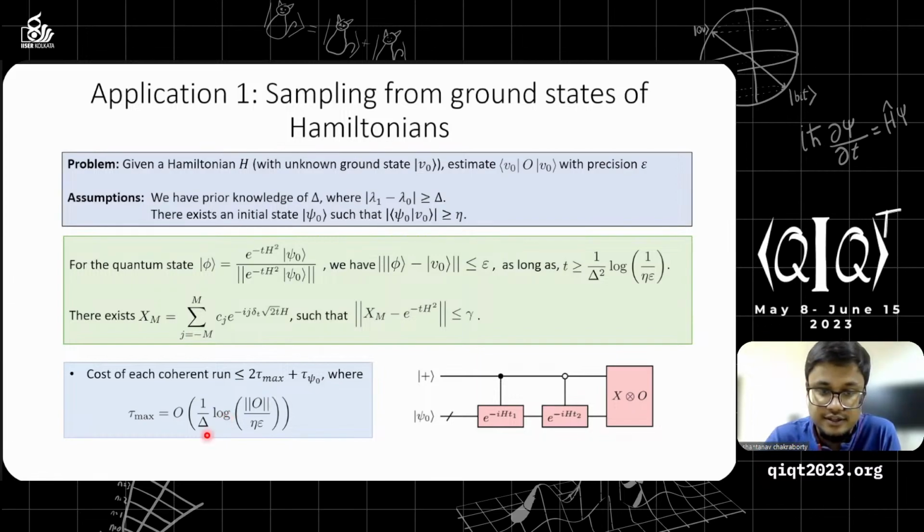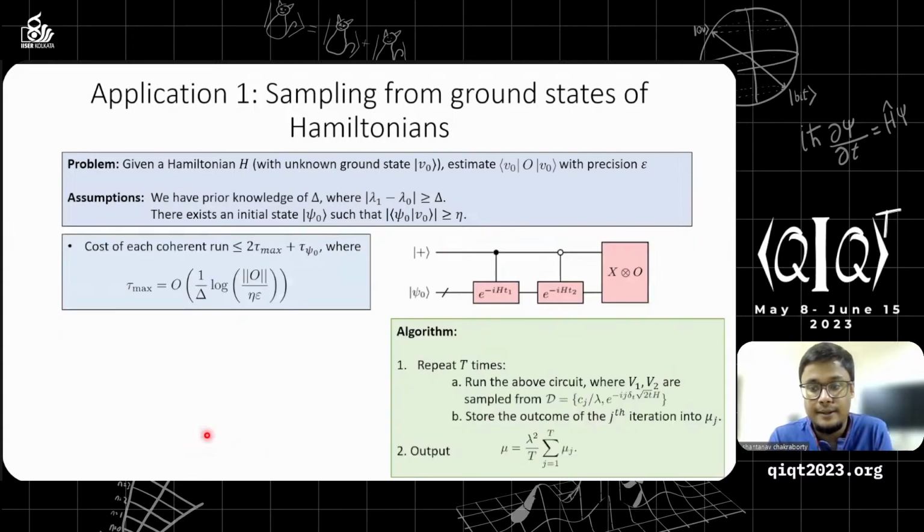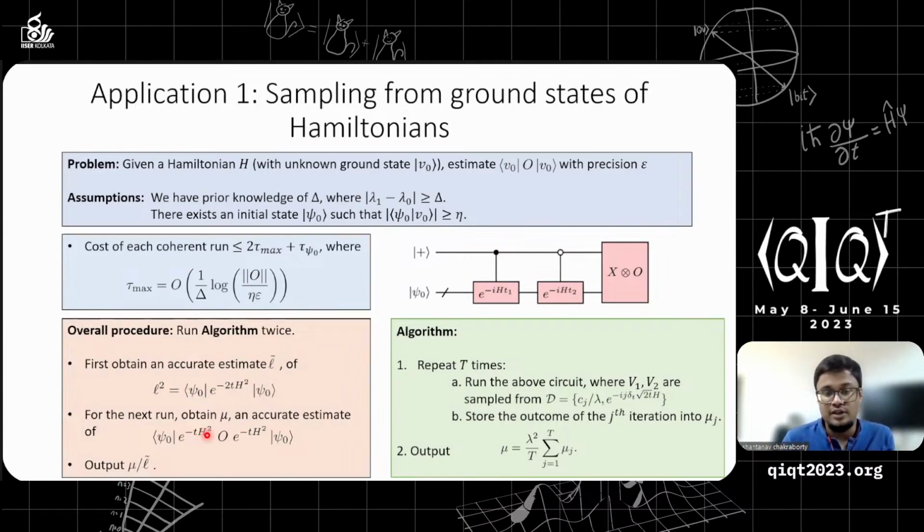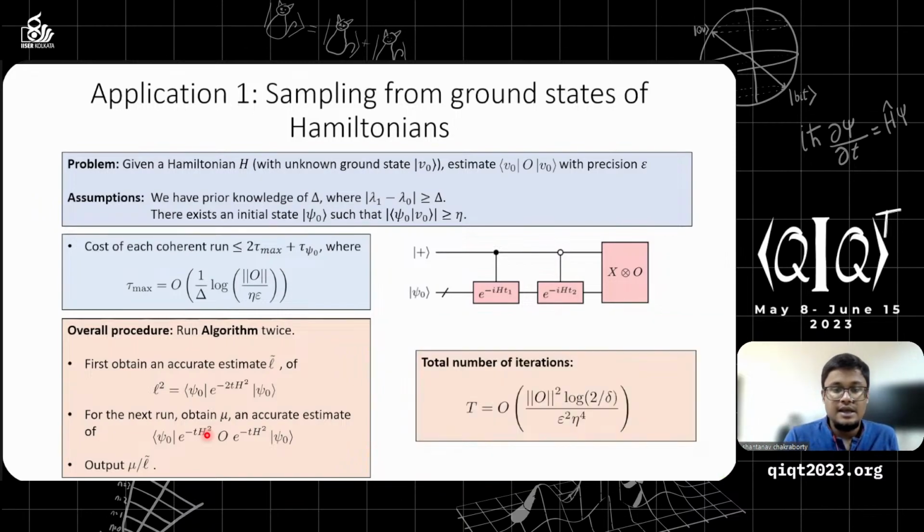So this is the cost of running the algorithm once, and the overall strategy is exactly the same as I had described, except that the UJs you are sampling are time evolution operators. The strategy is again to run the algorithm twice. First you obtain an accurate estimate of the norm, then you obtain an accurate estimate mu of the expectation, and then you take their ratio and you are done. The number of times you have to repeat this algorithm is something like norm of O squared over epsilon squared. Forget this log factor. But the crucial thing is that it depends on 1 over eta to the power 4, where eta is this initial overlap factor.